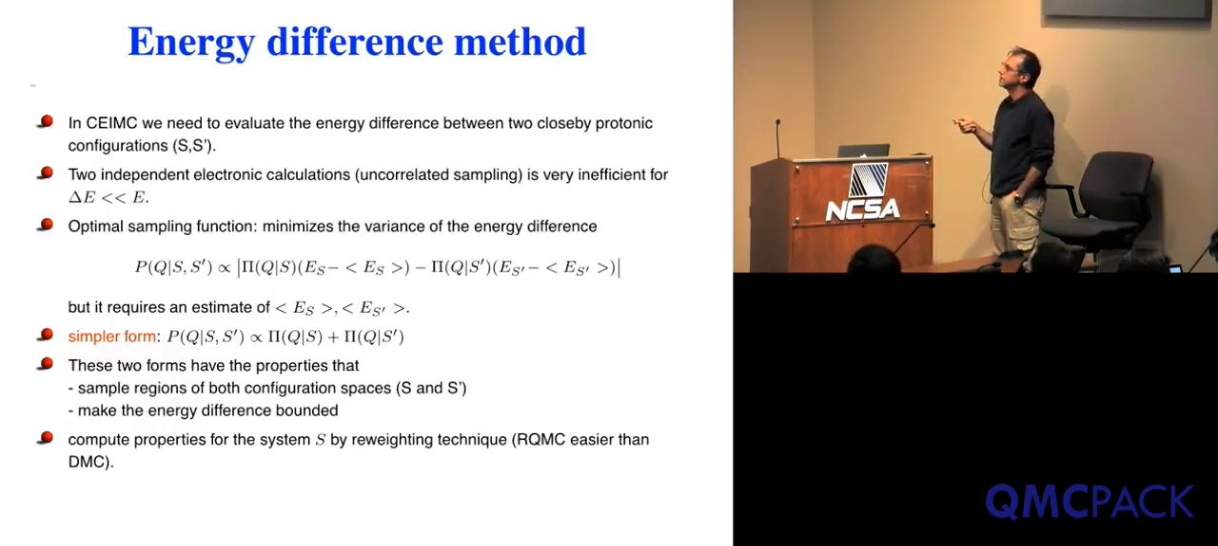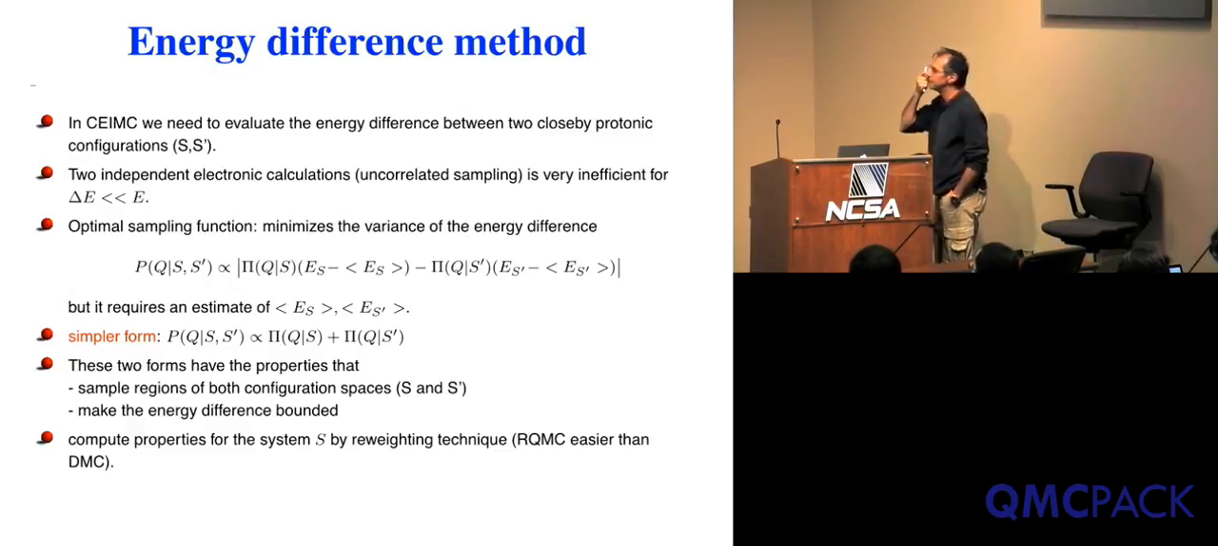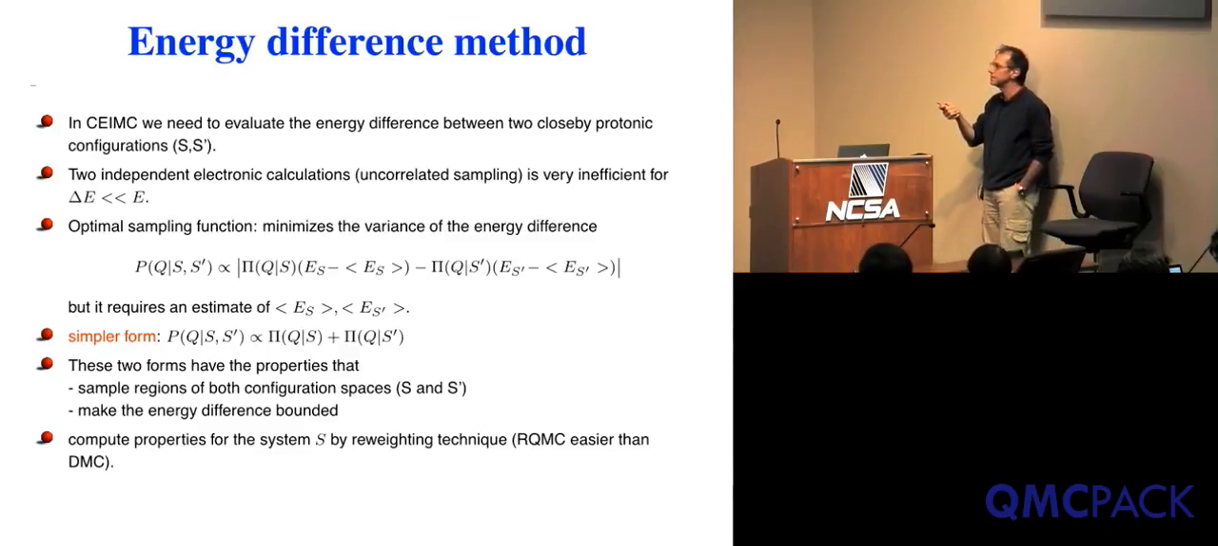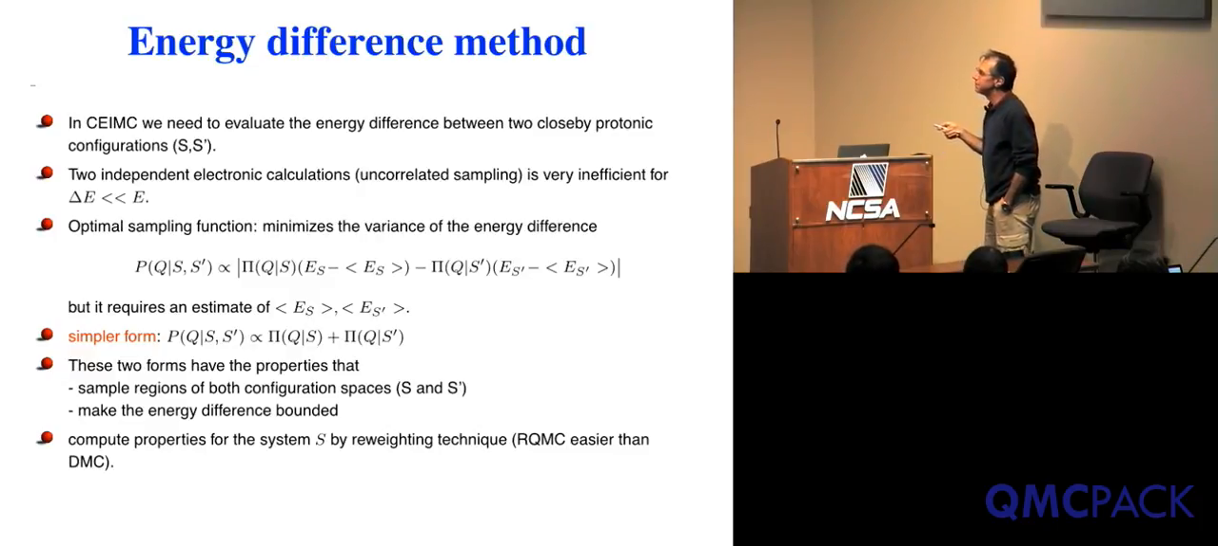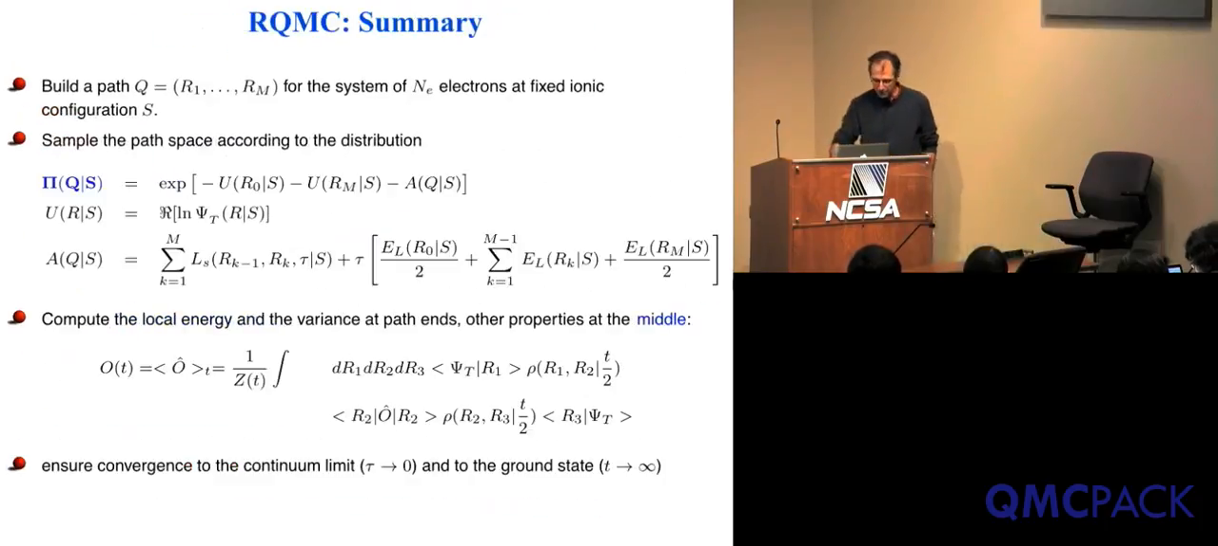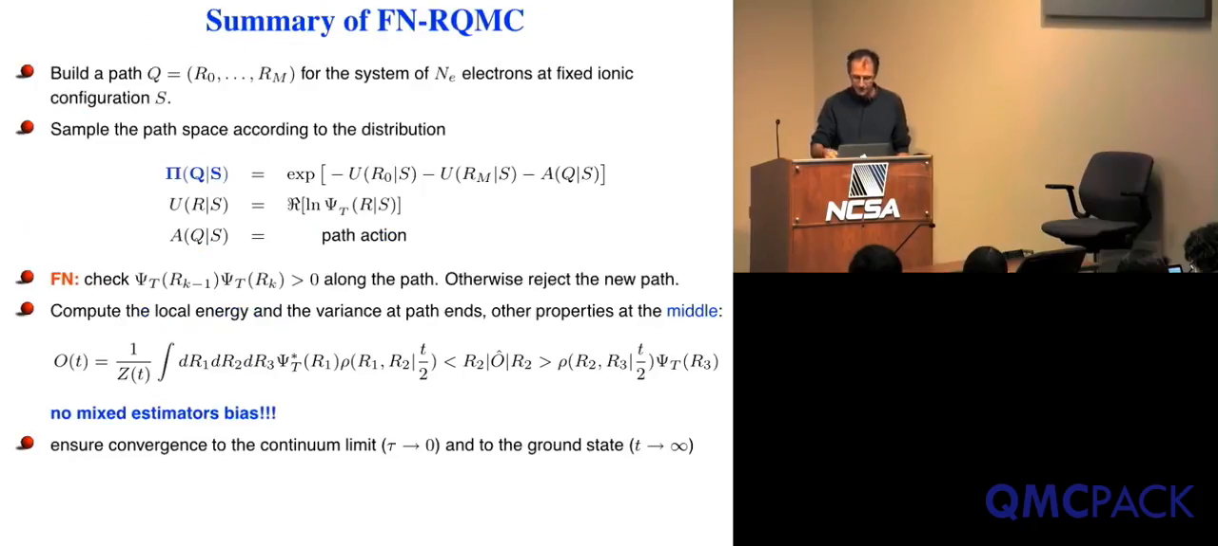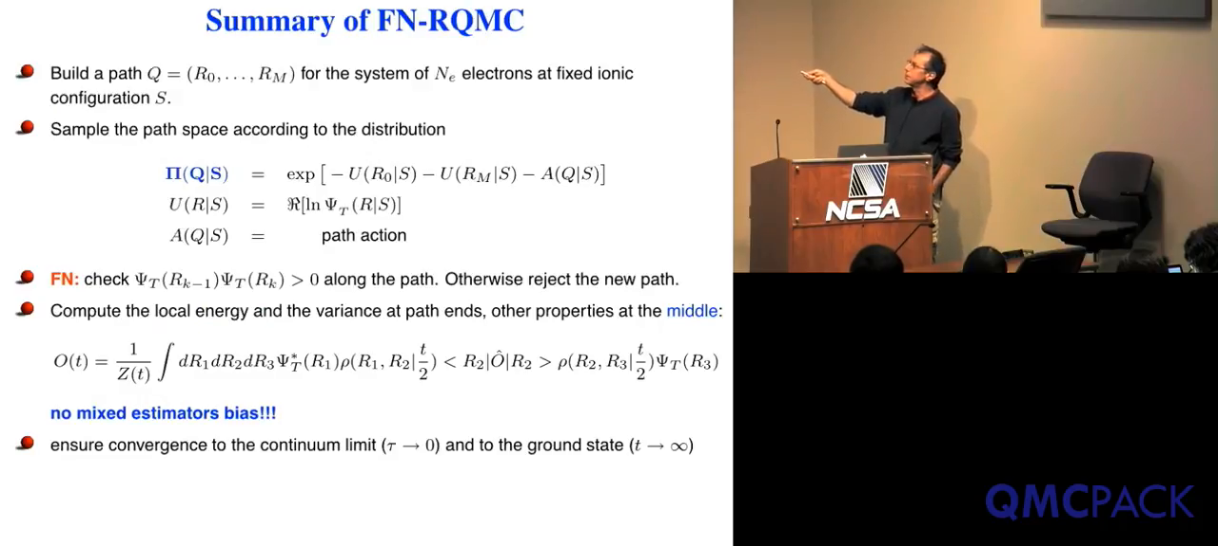You can show that this form of the probability distribution for the electrons is the optimal, the one that minimizes the variance of the energy difference. But this is kind of difficult to use because here you should know the average value of the energy before sampling the electrons. You can implement this in a self-consistent way, but we found that if we use just, you remember this pi is, in my notation, this pi here. It is the probability distribution for your electronic path that you have to sample, okay?